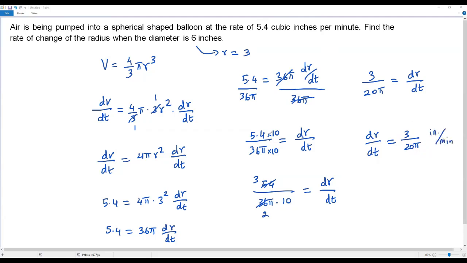So the rate of change of radius is 3 over 20 pi inches per minute, or in other words, the radius is increasing at a rate of 3 over 20 pi inches per minute.